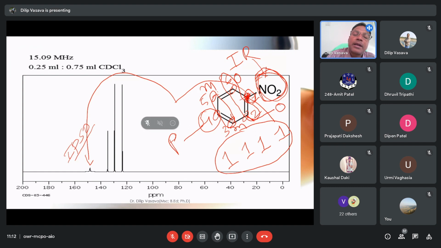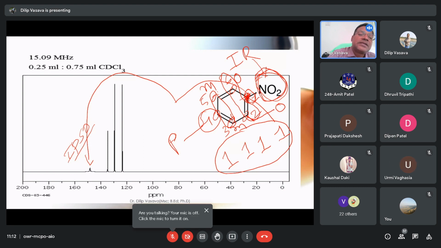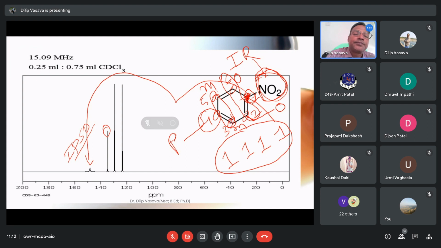Now both the nearer carbons are 2 and 6. So this is the value of the carbon atoms 2 and 6. Then this is the 3 and 5. And the final is the para carbon because it is very far from the NO2 group attached.